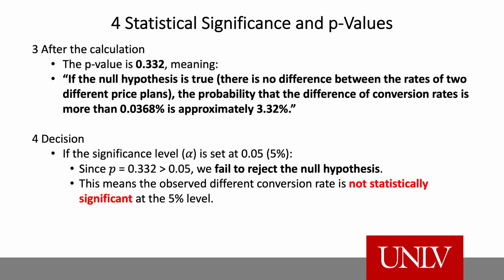Now we make a decision using a predefined significance level. If we set alpha to 0.05 or 5%, we compare it to our p-value. Since the p-value of 0.332 is much larger than 0.05, we fail to reject the null hypothesis. The final conclusion is that the observed difference in conversion rates is not statistically significant.